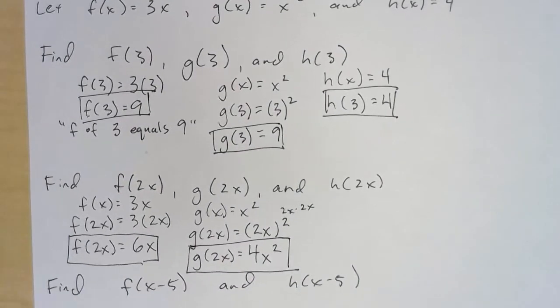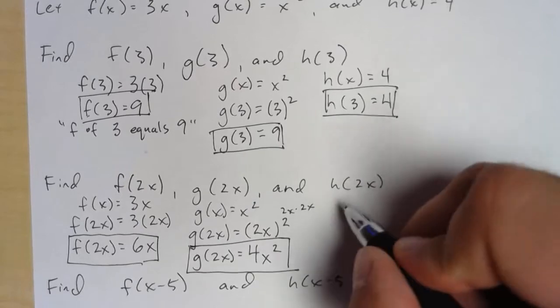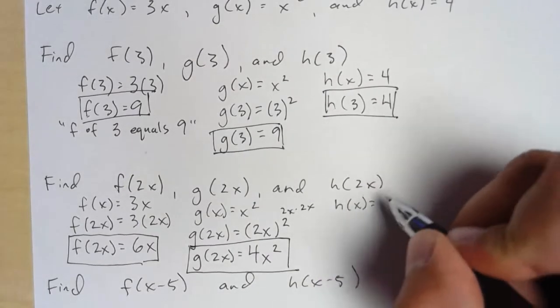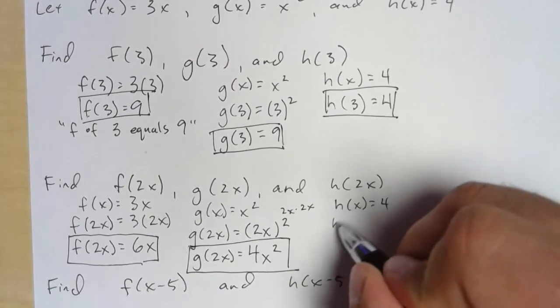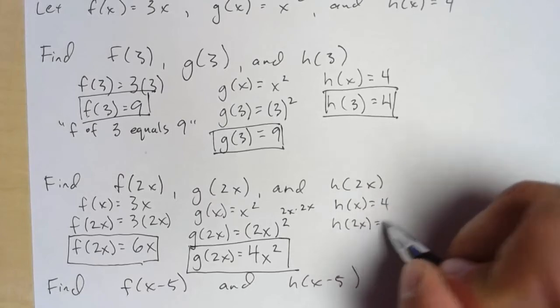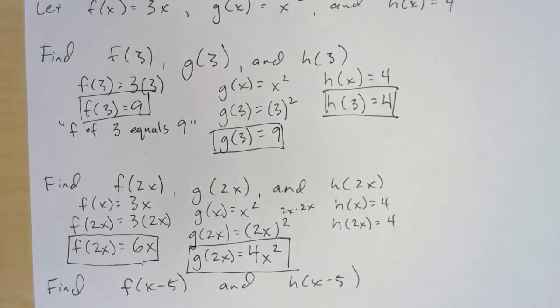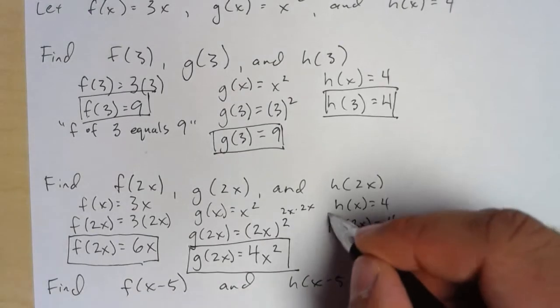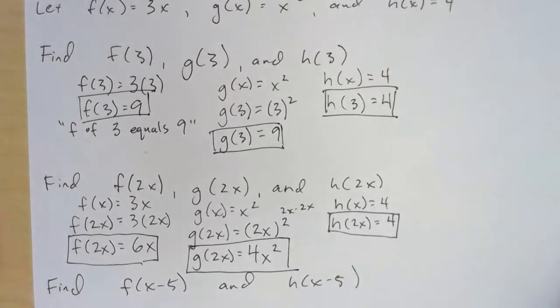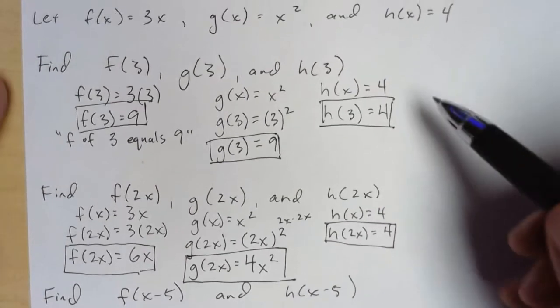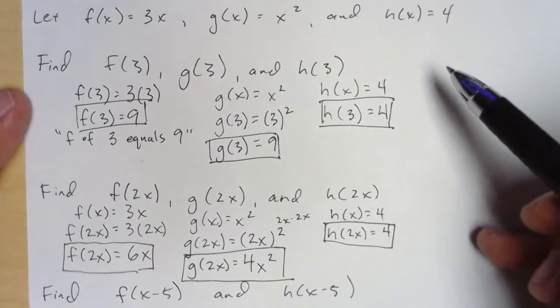Okay, last one. h of 2x. So copy down h of x again is going to equal 4. So h of 2x is equal to 4. We don't replace anything at all. There's no x value for us. There's nothing for us to do. So h of 2x is equal to 4, which is kind of funky. It looks like whatever's happening for this h function, we're always getting 4 as a result.